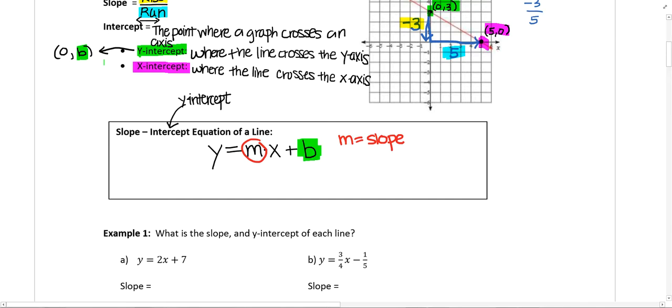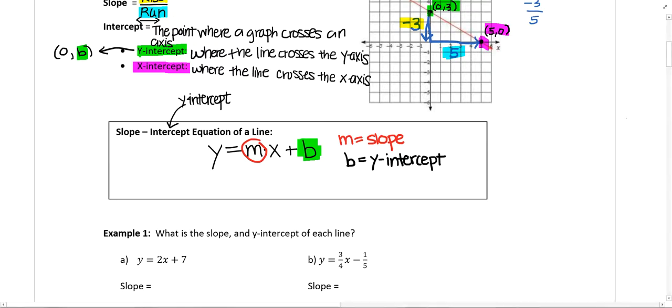Let's write that down first before I forget. Again, b is the y-intercept of the line. It is always the y-intercept. It is never the x-intercept. The x-intercept is nowhere in here at all. We can find it, but it's not obvious like the m and the b.